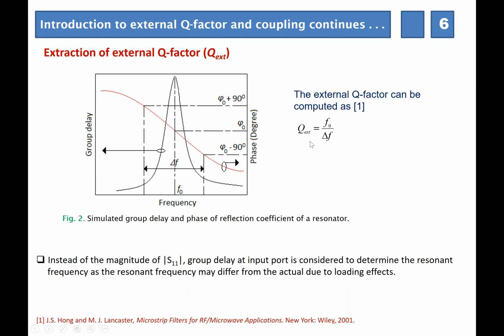Now the external quality factor you can compute by f naught by delta f. F naught is the resonant frequency and delta f is the difference between those two frequencies where the phase is 90 degrees more and 90 degrees less than that at the resonant frequency. So we can determine the external quality factor with this technique.